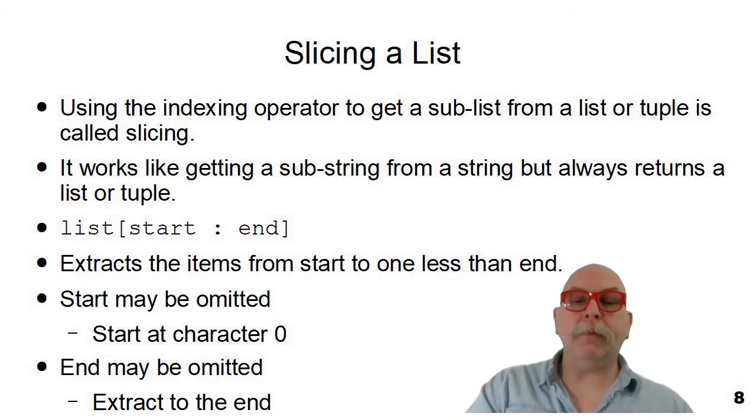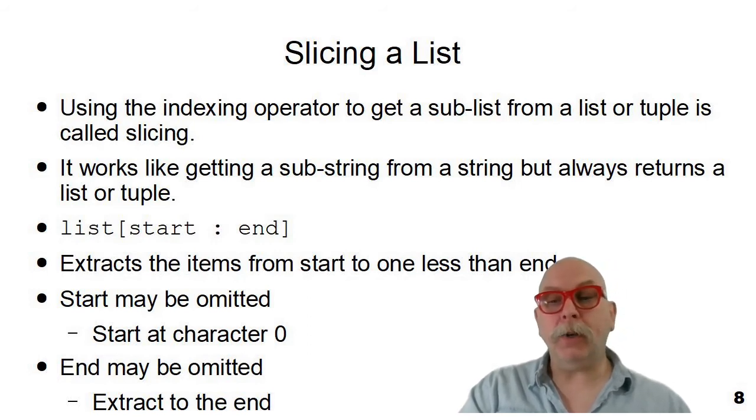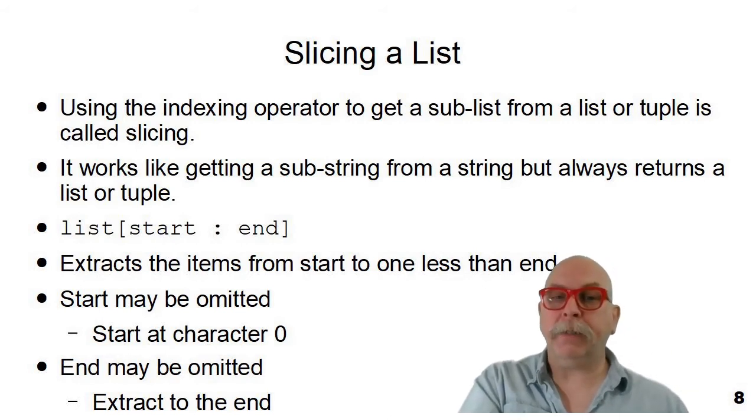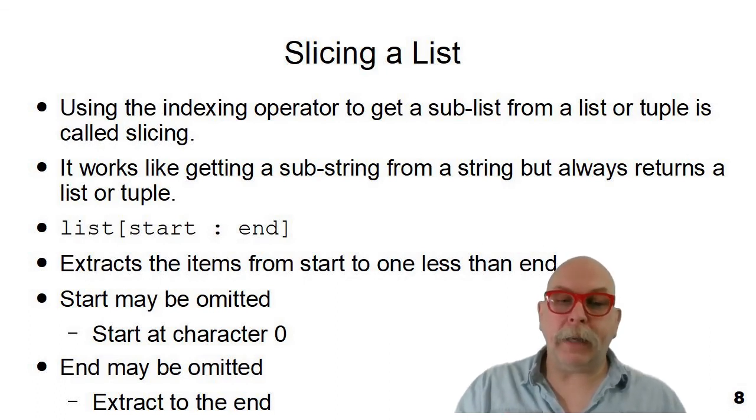It extracts the items from the index of start to 1 less than the end, like it did in a substring. Start may be omitted. So you could say list square bracket colon number, and it would assume that we're starting at position 0. The end may also be omitted, so you could say list bracket start colon nothing close bracket, and that extracts from the beginning all the way to the end, however many items there are in a list. So this gives us a sublist or a slice or a subtuple or a slice of a tuple.